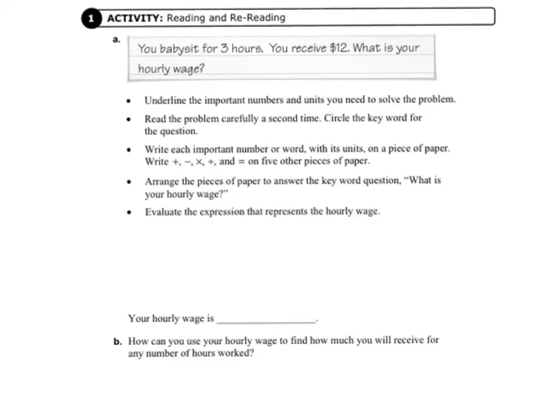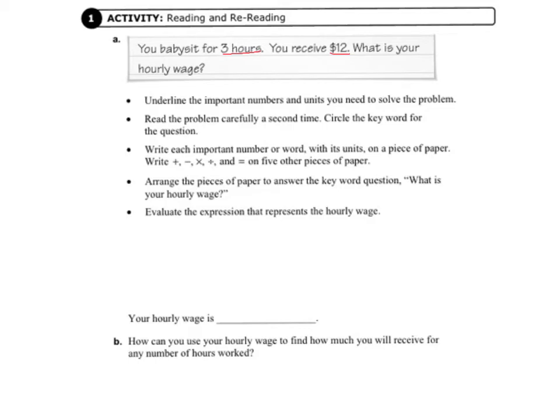Letter A says you babysit for 3 hours. You receive $12. What is your hourly wage? Your first step is to underline the important numbers and units you need to solve the problem. So copy down what I do in the problem. So we've underlined 3 hours and $12.